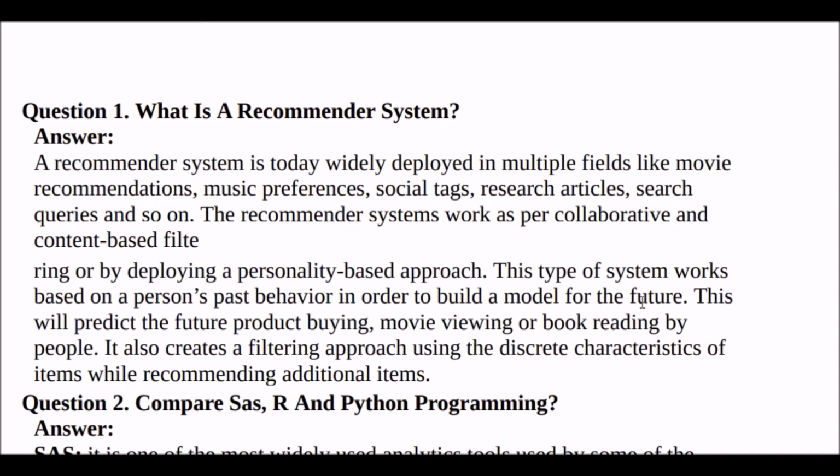This type of system works based on a person's past behavior in order to build a model for the future. This will predict the future product buying, movie viewing, or book reading by people. It also creates a filtering approach using the discrete characteristics of items while recommending additional items. Okay, so this is the answer about a recommender system.